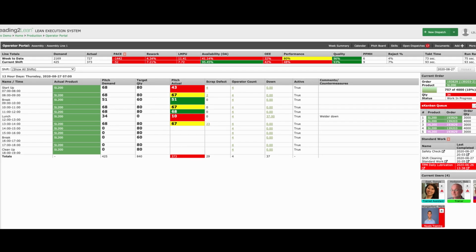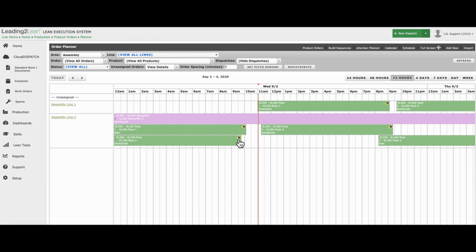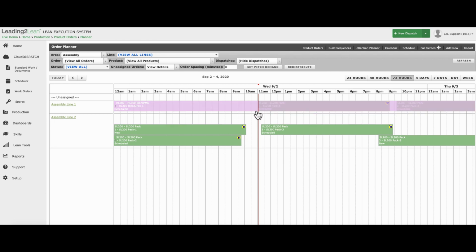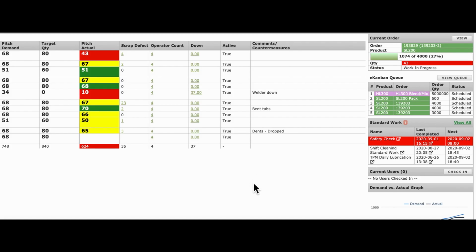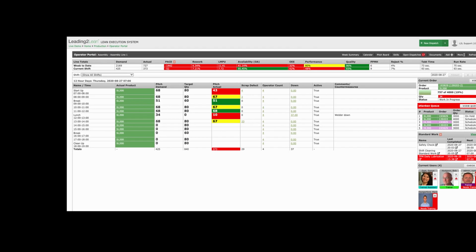Based on the lean concept of a digital hour-by-hour board, L2L's production module allows planners to schedule the daily demand by production line, by product, and display that product to the production lines, visually informing operations to what products are queued and coming up next.